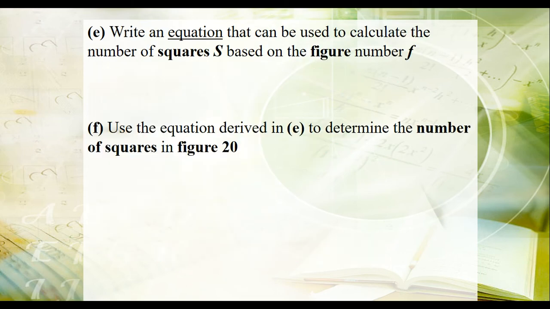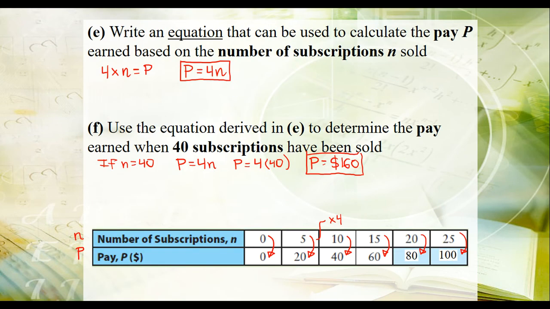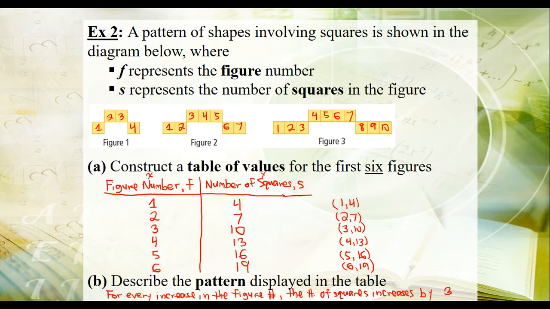Okay, now E says write an equation that can be used to calculate the number of squares, s, sorry, this should be a lowercase s here, based on the figure number. Okay, this is hard, okay? The last one wasn't bad because to get from one variable to the other, all you had to do was multiply by 4. No problem. Now, the issue with this one is you're not going to be able to do it in a single operation.